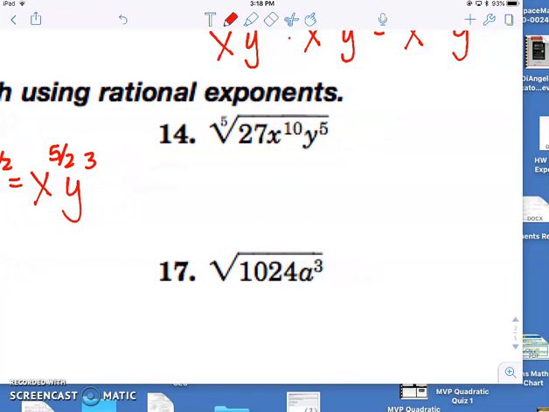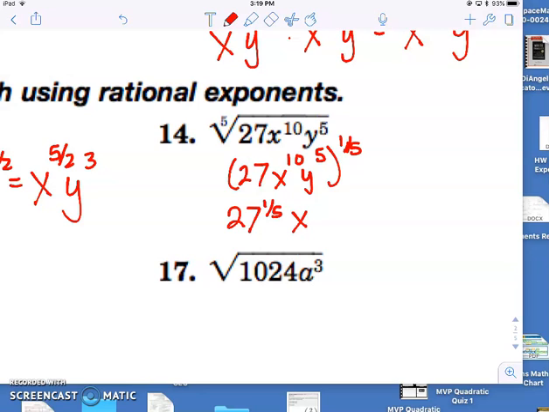So 14, instead of the square root, it's the 5th. So this is really 27x to the 10th, y to the 5th to the 1/5 power. If we distribute 27 to the 1/5, 10 times 1/5, so x squared, y to the 1st. And again, we can leave that because we can't take the 5th root of 27.